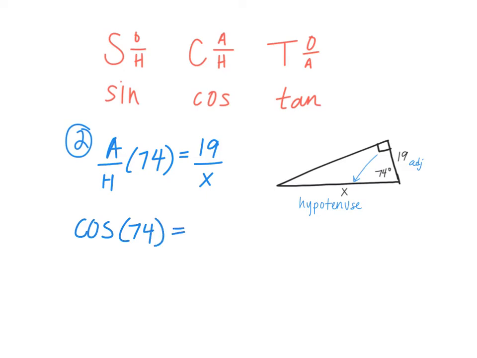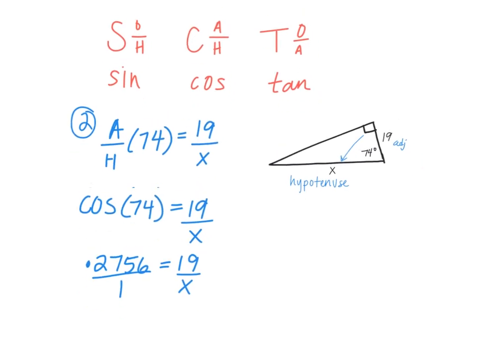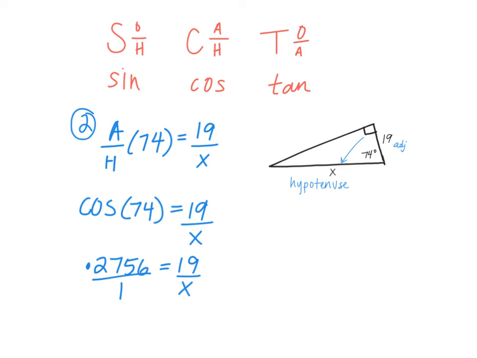Some mathematician long ago figured out what this ratio should be anytime there's a triangle with 74 degrees. That's nice for us. If you want to go ahead and figure out what that number is in your calculator right now, you can do that. So cosine of 74 is 0.2756, and that's equal to 19 over x. Again, you're going to have to do cross multiplication. So let's cross multiply and solve.